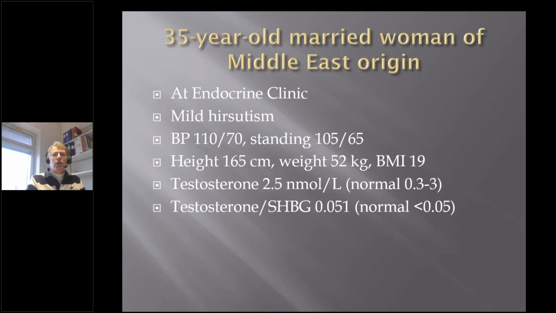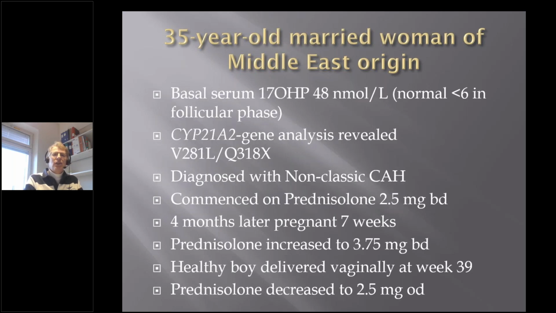At the endocrine clinic, I saw her, and she presented with mild hirsutism and normal blood pressure. Her BMI was slightly on the low side, and the testosterone on our method was normal, and the testosterone to sex hormone binding globulin ratio was almost normal. But because she saw me, I thought of non-classic CAH, so I checked the basal serum 17-OHP. It was 48, which is clearly elevated, and if it's above 30, then non-classic CAH is biochemically diagnosed.